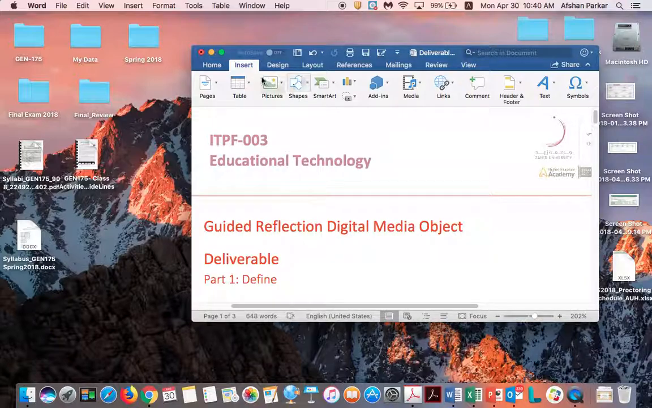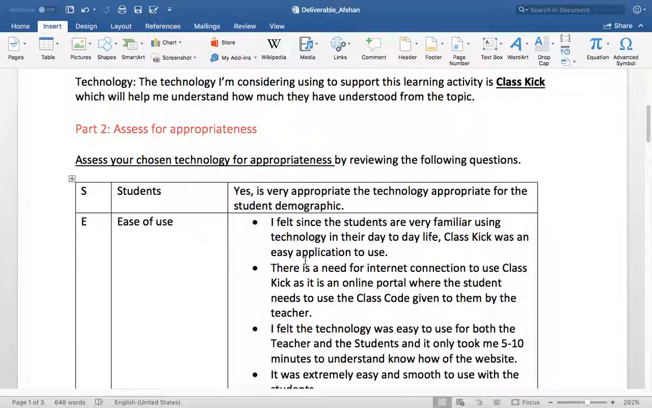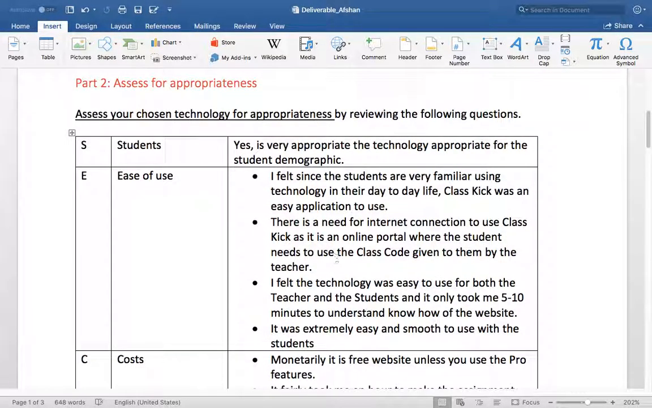Let me talk about what I think about it. I would like to assess the appropriateness of this technology by using the sections which were taught to us in this module. I think it is very appropriate for the student demographic that I was using. Ease of use: since the students are very familiar with using technology in their day-to-day life, ClassCake was an easy application to use. There is no need of any extra help, but they do need an internet connection to use ClassCake, as it's an online portal where the student needs to use the class code given to them by the teacher.